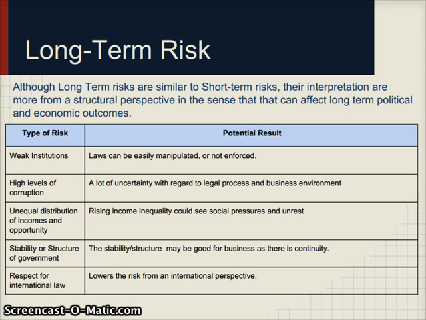You could also see high levels of corruption, and because there's a lot of corruption, there's a lack of transparency and accountability, and this will mean a lot of uncertainty with regard to legal process and the business environment. Again, these are structural in nature, and don't really fluctuate depending on which party's in power. It's usually embedded in the structure. You could also have an unequal distribution of income and opportunity. If you have high or rising income inequality, you could see social pressures and unrest. However, typically this takes a lot of time to manifest itself.